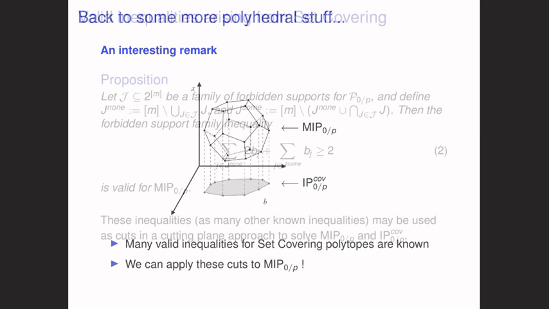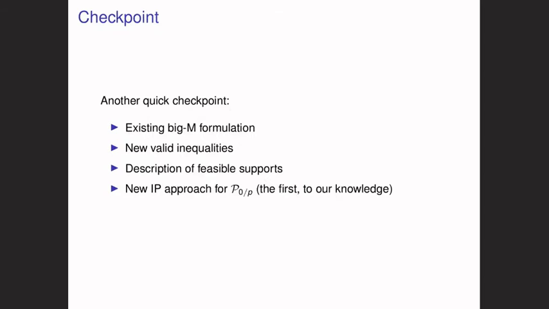Let me just skip some other things. So let's do a quick checkpoint about until now. We showed the existing big M formulations for this problem are not good because they are not exact approaches. So they cannot be considered exact approaches for this problem because they may not find the optimal solution.